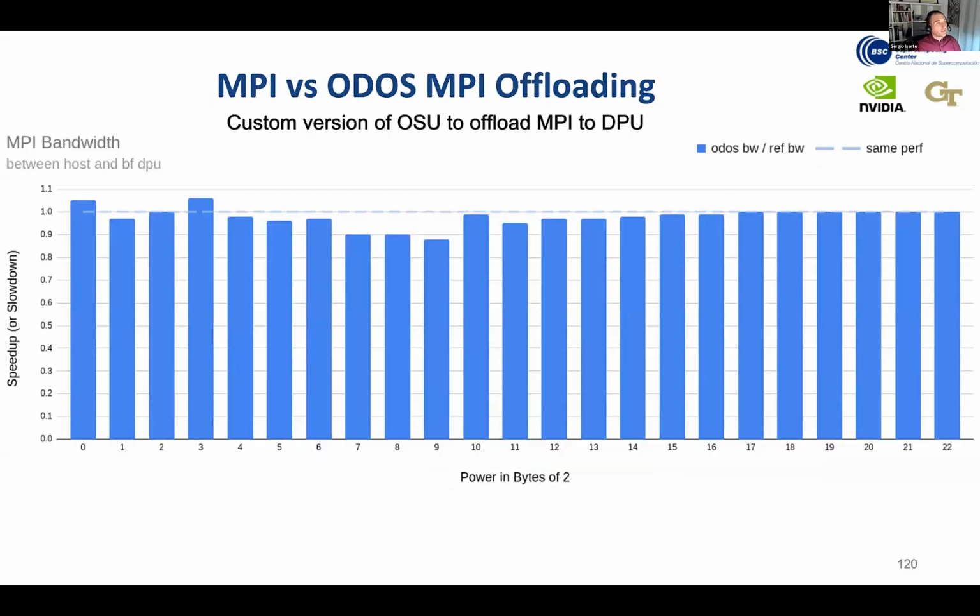As we can see here, this is a bandwidth test comparing standard MPI and standard MPI also, but using Odos, the offloading OpenMP. So this is a custom version of the OSU to offload MPI to DPUs. And we can see again that in general, the performance is the same. We have small variations depending on the packet size, but we are not adding overhead here.